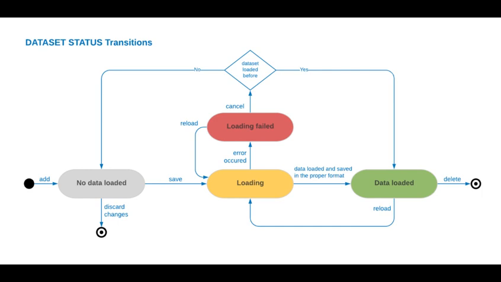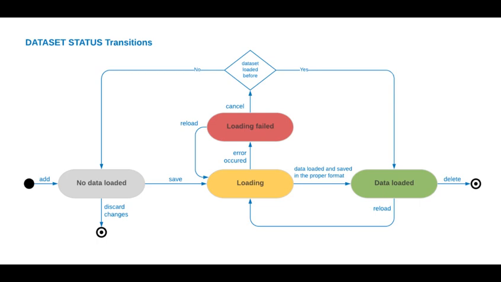Before you save a dataset, the data is available to preview, but the status of the dataset is no data loaded. After you click Save, the data is being converted into usable format for further processing, and the status turns to loading. When loading is completed, the status is set to either data loaded or loading failed.